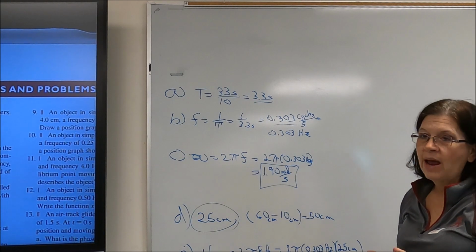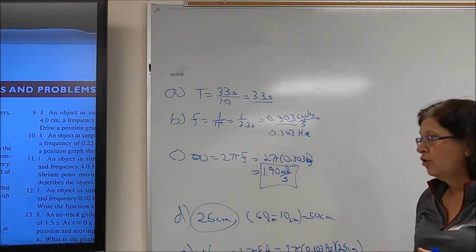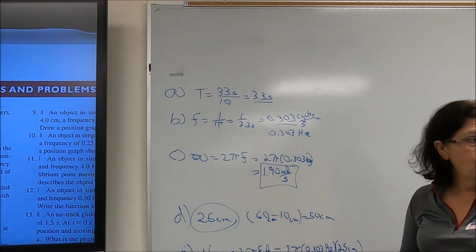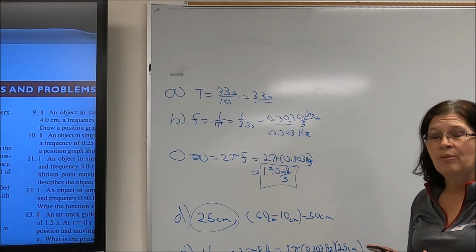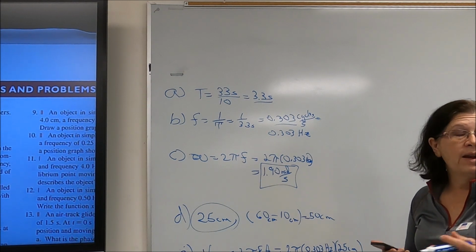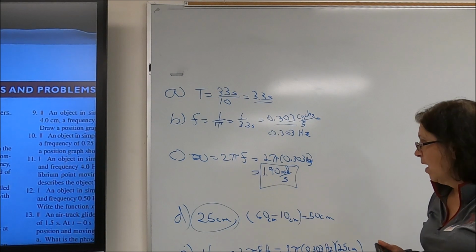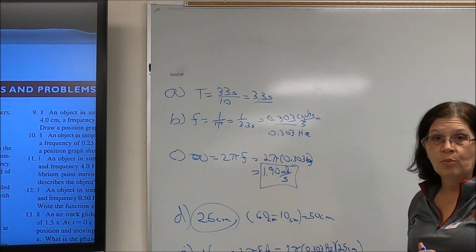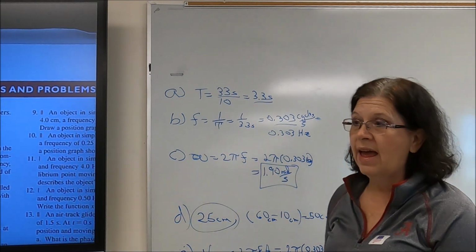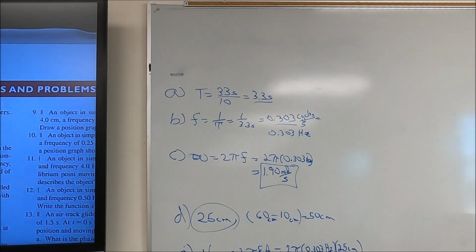Now, here in chapter 15, we quite often use non-standardized units for speed because oscillating objects usually aren't moving that far, so it's quite common to see things in centimeters per second. So don't be thrown if you see that. Okay? Now, the other problem that I thought we might look at is problem 3.